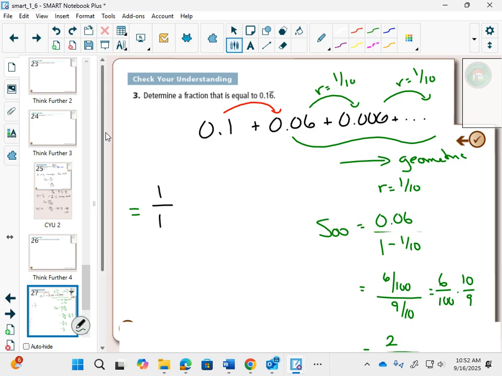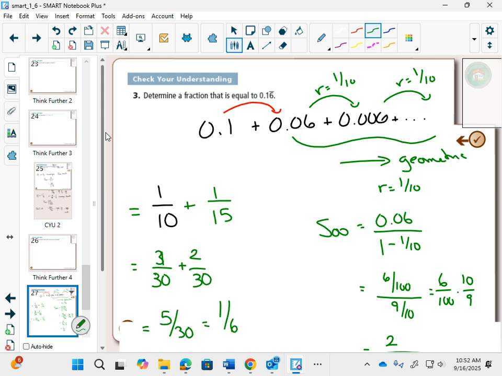that 0.1 is 1/10, I'll write it in black. And then all the rest, which we did in green, was 1/15. How do you add fractions? You need a common denominator. This is going to equal 3/30ths plus 2/30ths, which is 5/30ths, which reduces down to 1/6. And 0.16 repeated is 1/6. But now we just figured out how to use geometric sequences to do that.